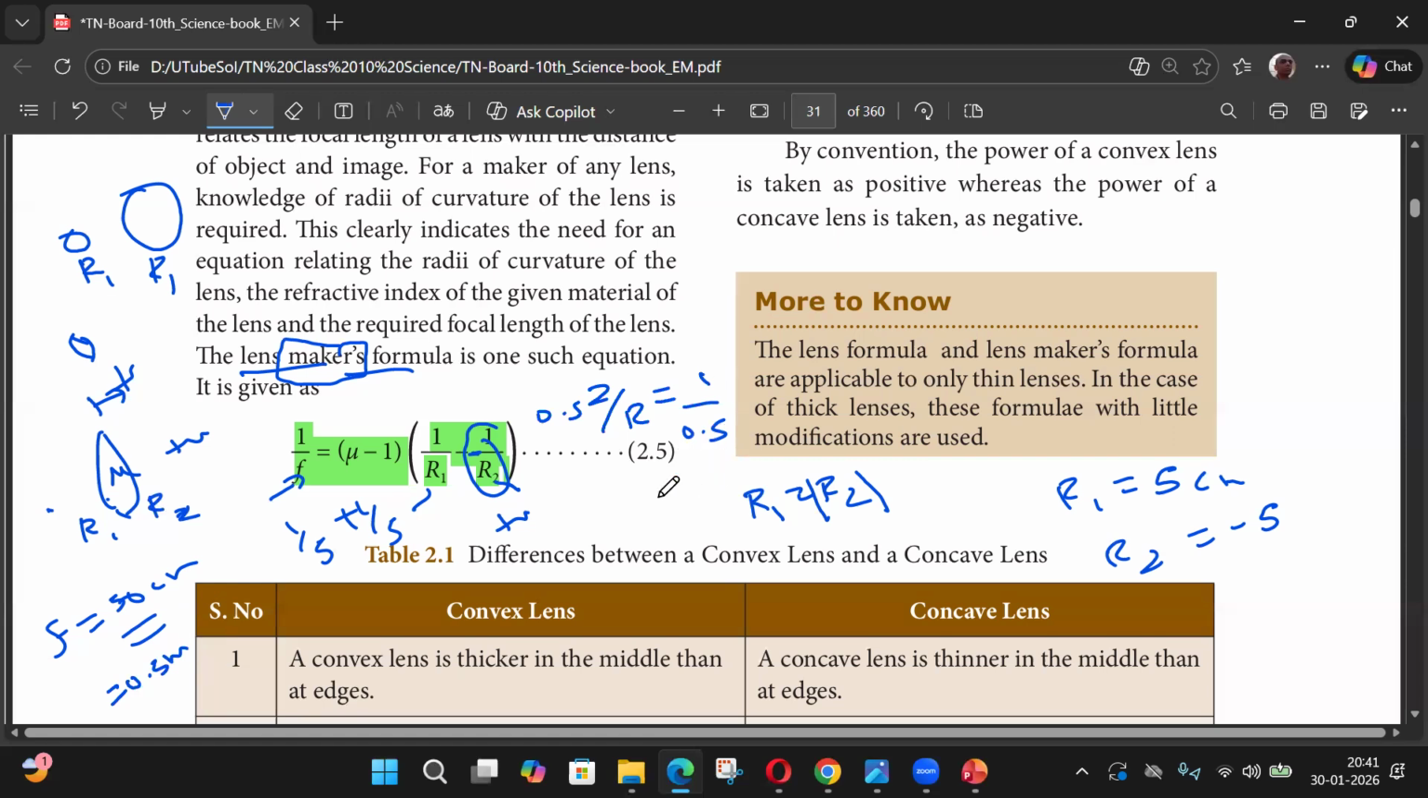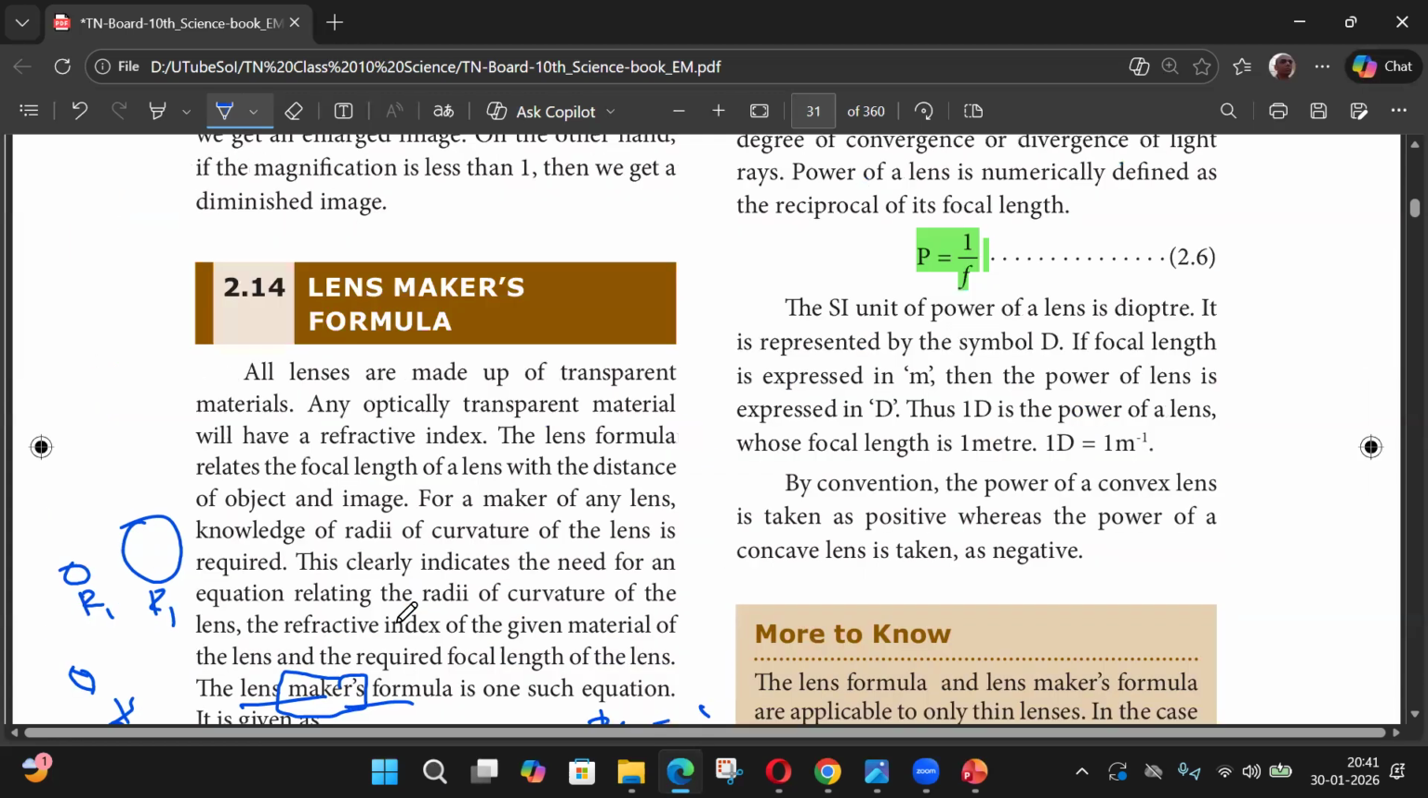So 1 by 0.5 is same as 2, so this and this will get cancelled. So R is 0.5 meter, that is 50 centimeter. So for a biconvex lens of focal length 50 centimeter, R should be 50 centimeters for refractive index of glass being 1.5. The lens maker will choose two spheres of radius 50 centimeter and make the lens.